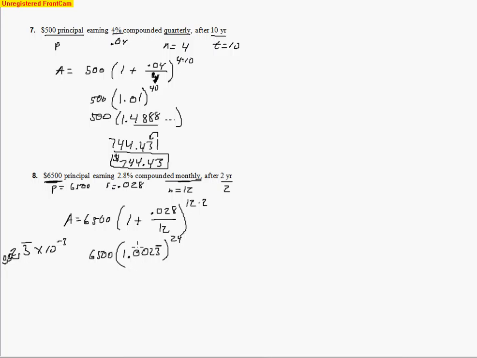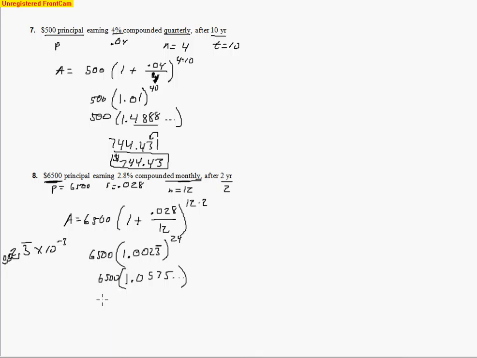So let me go ahead and bring that to the 24th power, and that gives me this number. It's not nearly as big because the interest rate was smaller, and also the number of years is smaller. So it's only 1.0575, and then it kind of continues on. And I'm going to take that number and multiply it by 6,500. And so I times by 6,500, and this is what I get.